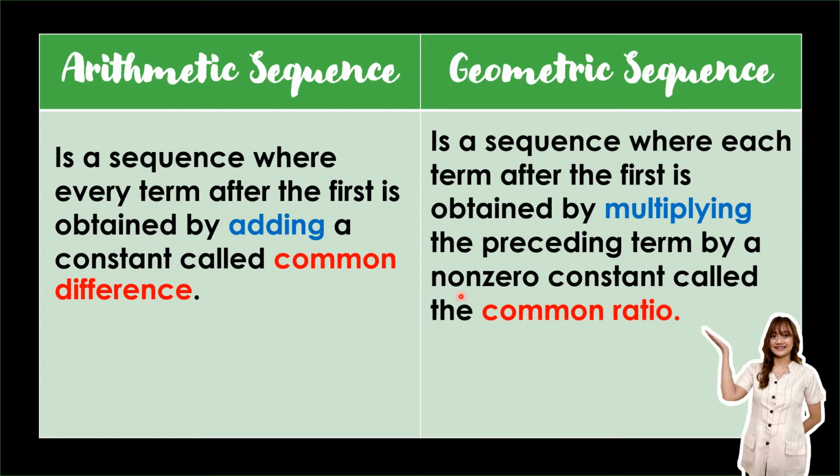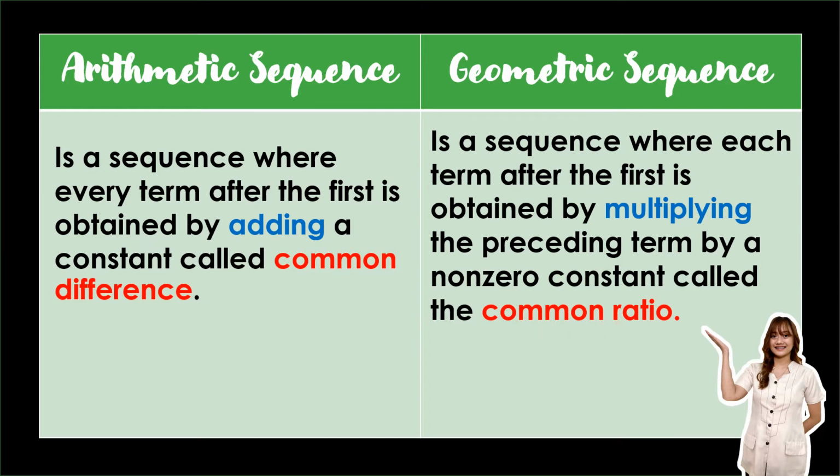It must be a non-zero constant, and this non-zero constant is called the common ratio. So from the definition of the two sequences, we can say that we can obtain the next term in arithmetic sequence by adding a constant, and this constant is called the common difference, while in geometric sequence we're going to multiply a non-zero constant, and this constant is called the common ratio.